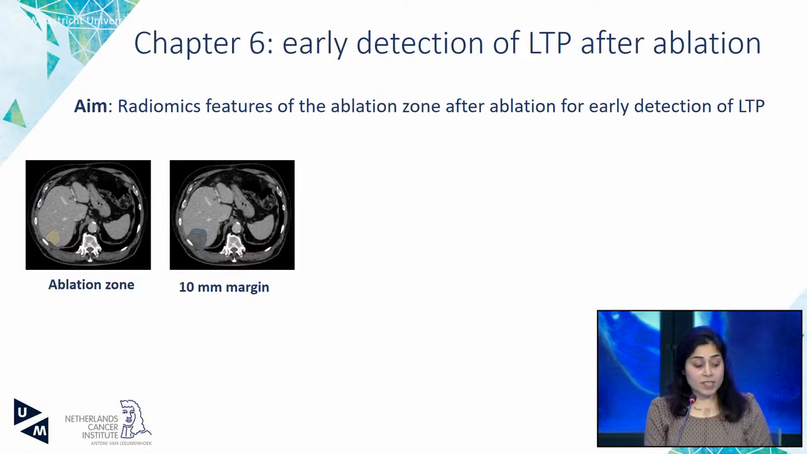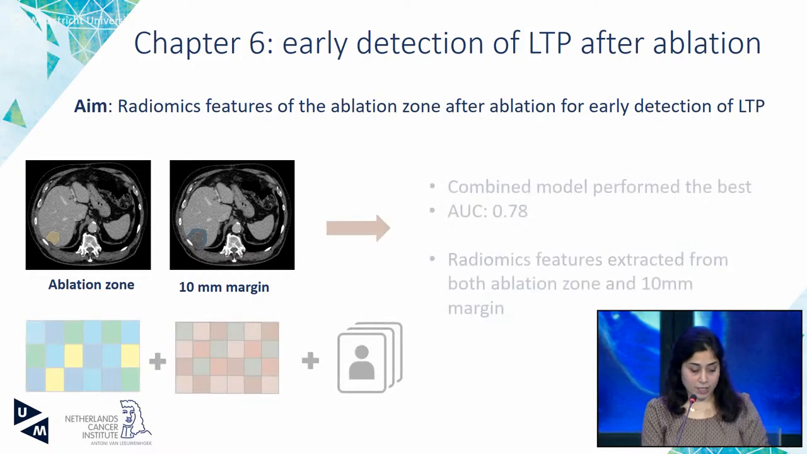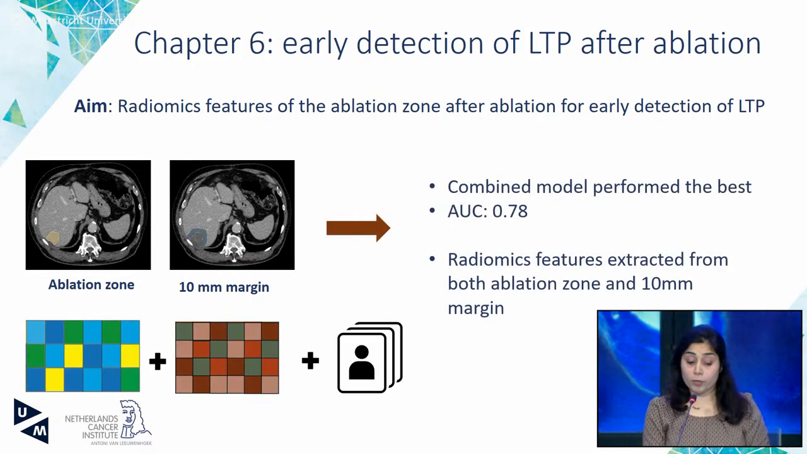In chapter 6, we investigate after the ablation treatment. So we have the ablation zone after ablation, and as I mentioned before, the LTP can also happen around the ablation zone. So we add a 10 millimeter margin around the ablation, and we extract the radiomics features both from the ablation zone and the 10 millimeter margin, and build the three predictive models. In this study, the combined model performed the best, and in the feature selection and prediction part, the radiomics features from the ablation zone, from the margin, and clinical variables had the most predictive performance.